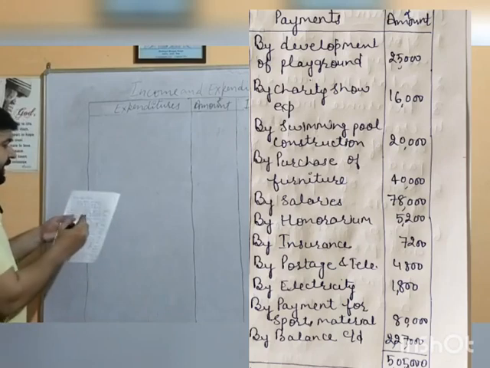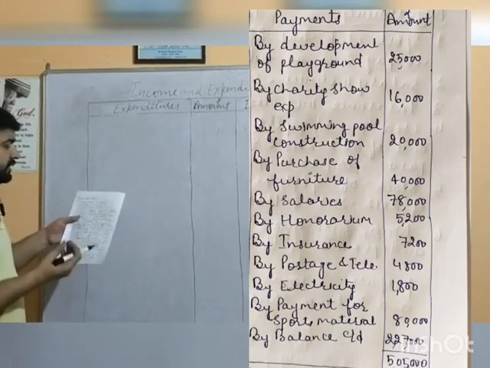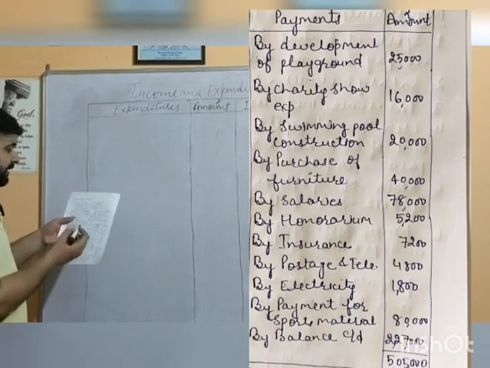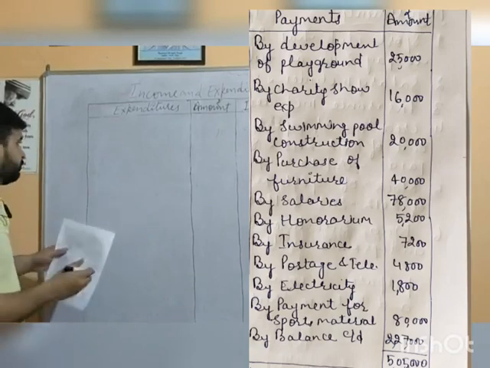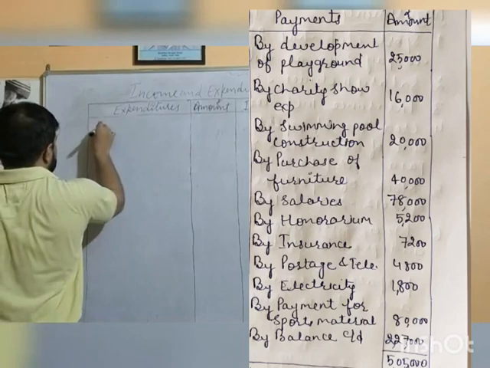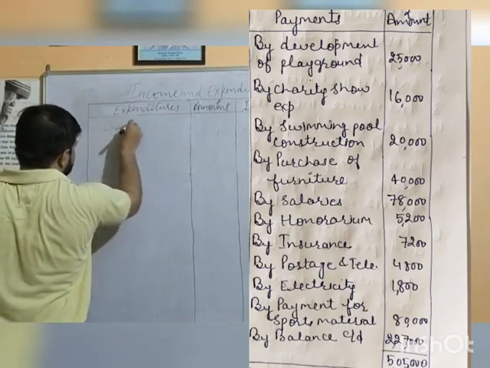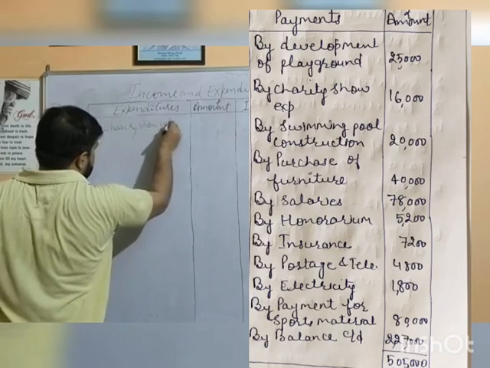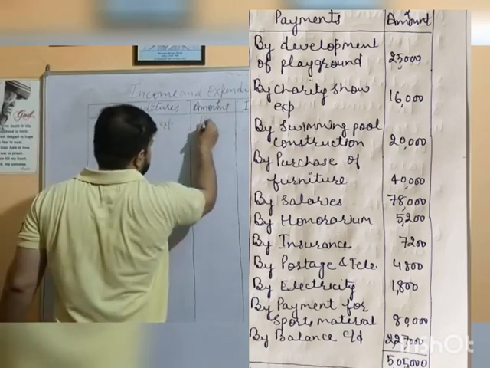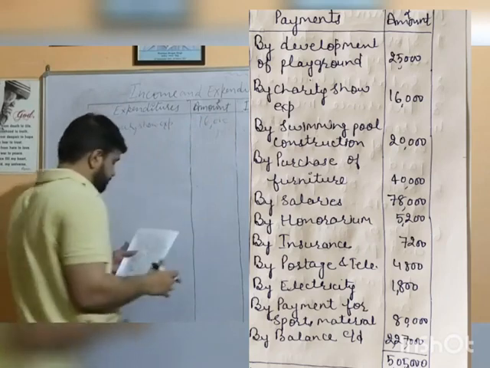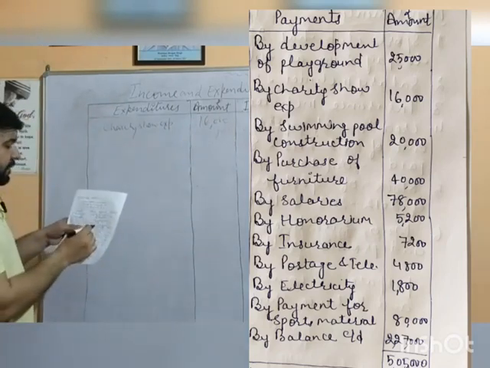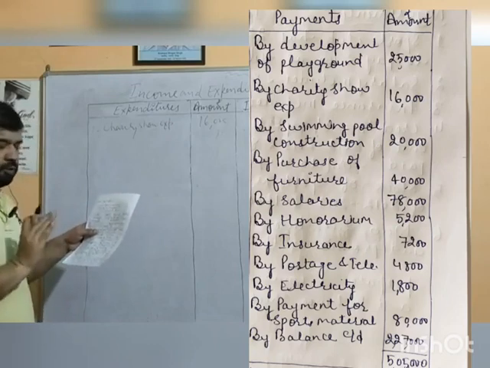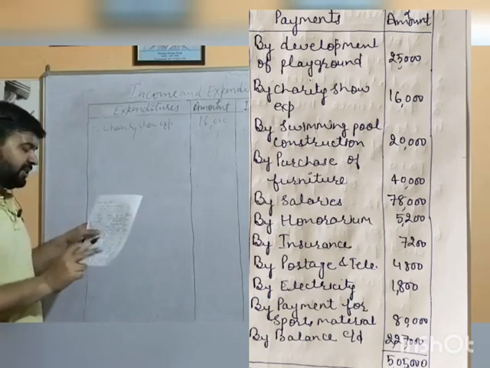I request you keep reading the numerical and adjustment shown on the right side of the screen as we are writing here. By development of playground. Playground is going to be an asset, so we will write it in the closing balance sheet asset side. Then we are having charity show expense. Yes, they are of recurring nature to be written here. To charity show expense, rupees 16,000. Then we are having buy swimming pool. This is also going to be another asset on the asset side of closing balance sheet. Purchase of furniture is also an asset.